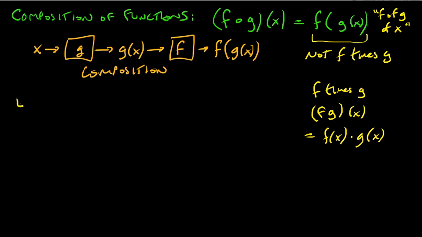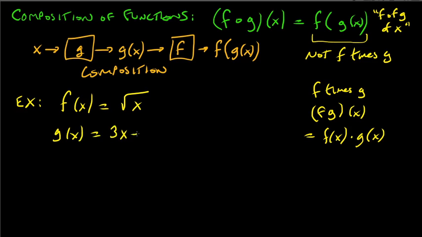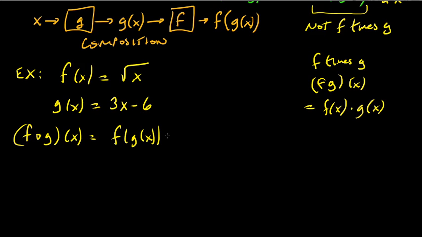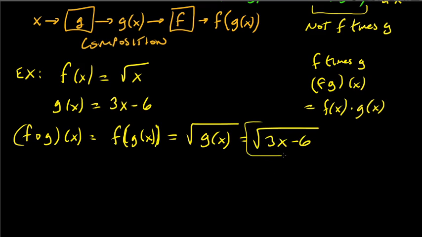So as a very quick example, suppose f of x is just the function square root of x, and g of x is the function 3x minus 6. Then you know how to find f composed with g of x. You can do this a couple ways. I prefer to think of what f does to x. f takes the square root of x. So what does f do to g of x? It takes the square root of whatever's inside the parentheses. Now, what's g of x? It's just 3x minus 6. So f of g of x is the square root of 3x minus 6.